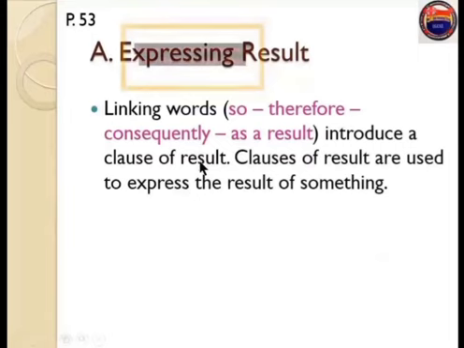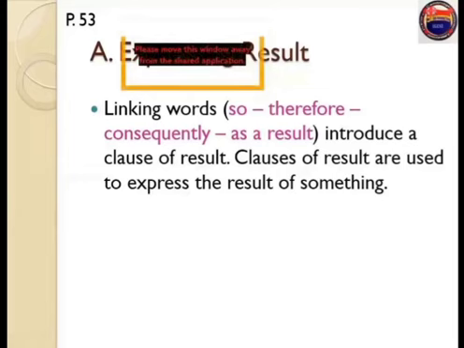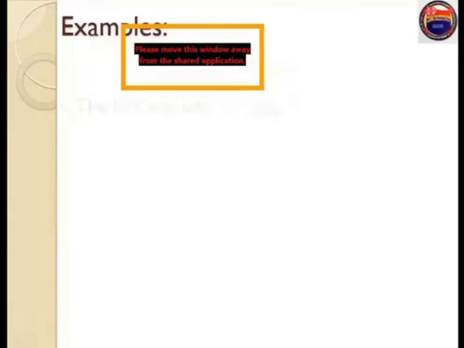Linking words like so, therefore, consequently, as a result, introduce a clause of result. Clauses of result are used to express the result of something. So you can use such linking words to express the result. And we are going to see examples here.